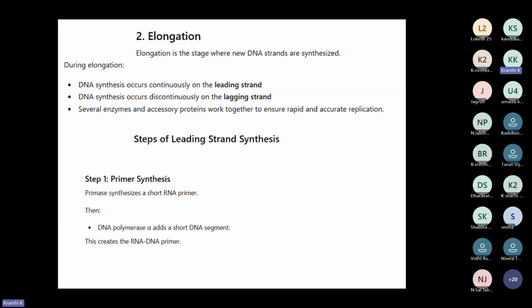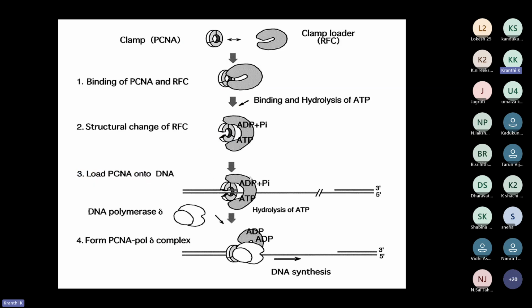Then coming to the elongation. Elongation means again the same thing here. The leading strand will form and a lagging strand also will form. But there is a small difference. Let us assume this is a double-stranded DNA. Initially there is a PCNA clamp.